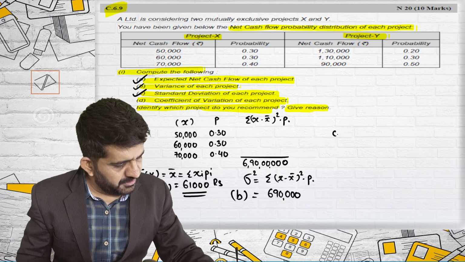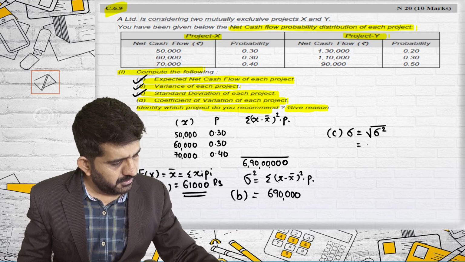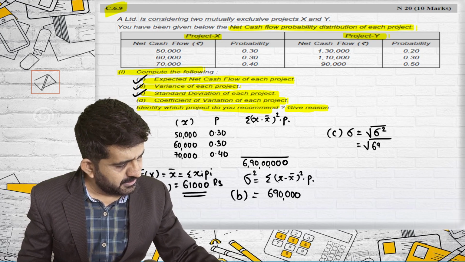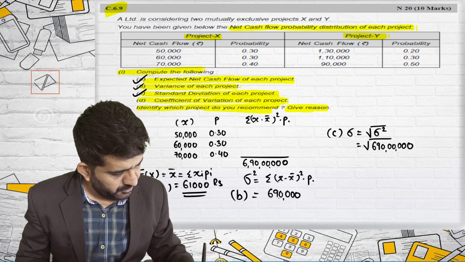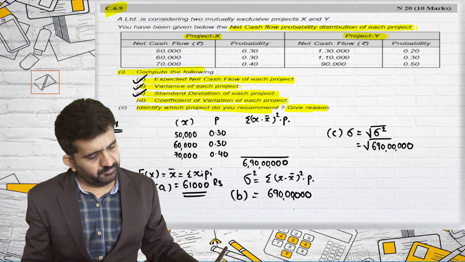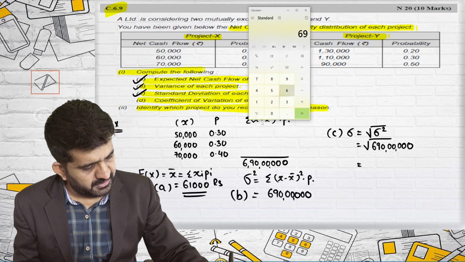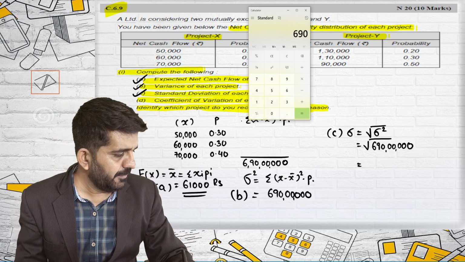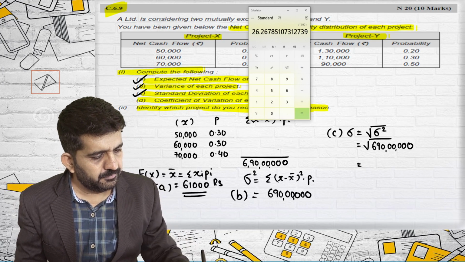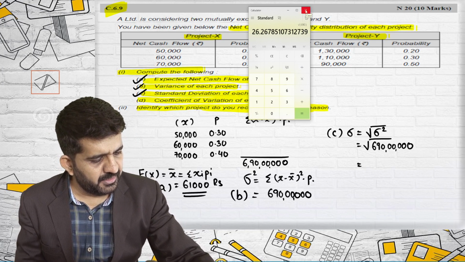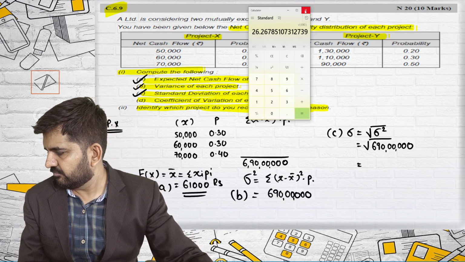Standard deviation, C answer. Standard deviation is under root variance. So it is under root 6 crore 90 lakhs, that is 690 lakhs under root. This is 26,785.